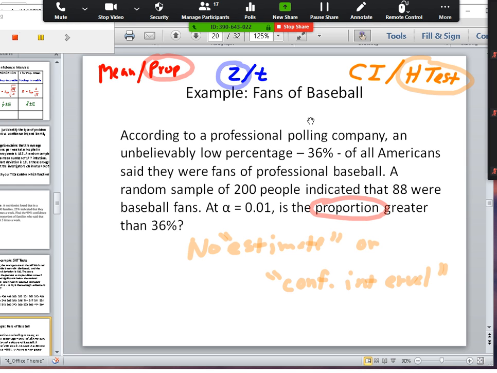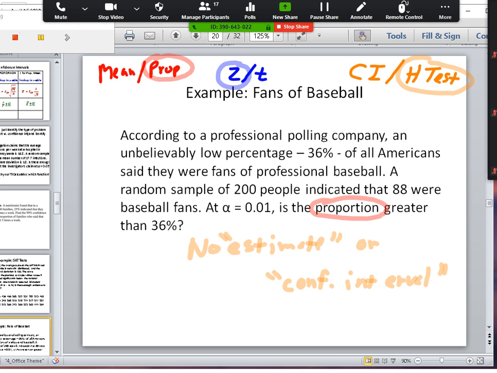Is it a confidence interval or hypothesis test? Where is the word confidence interval? Do you guys see the word confidence interval in here somewhere? No. There's no word confidence interval in here at all, no phrase, and no word estimate. They don't exist here. So this is a hypothesis test. Anytime you don't have literally the word confidence interval or estimate, then it's a hypothesis test.